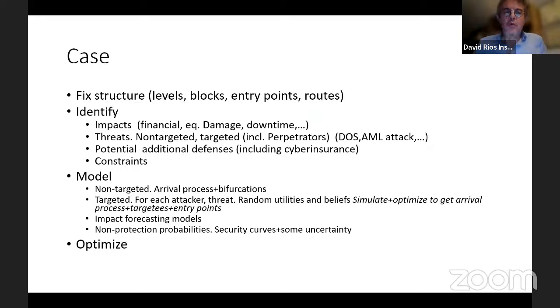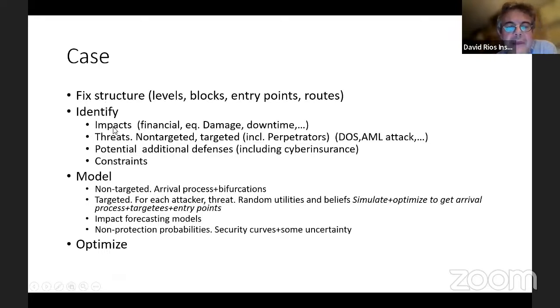And we have structured the case in such a way that we can define a process or a template for other case studies that people might be interested in. So basically, the process we need to go through is first to fix the structure: levels, blocks, entry points, and routes of attacks.